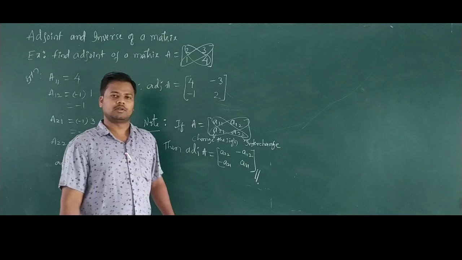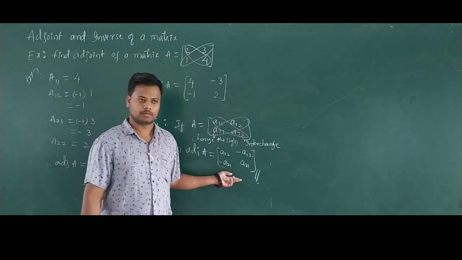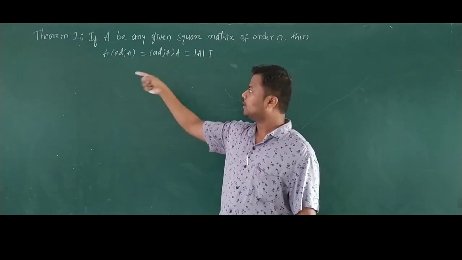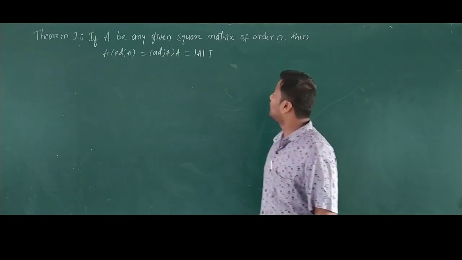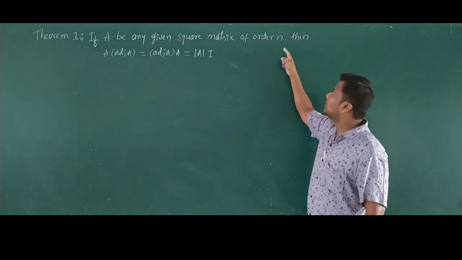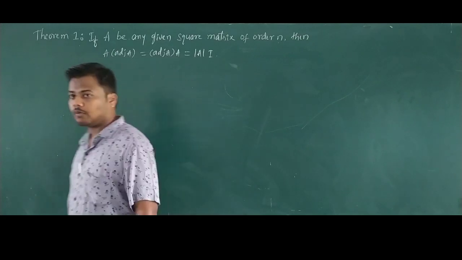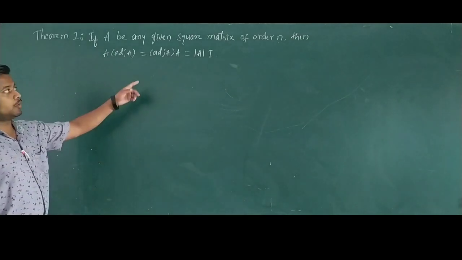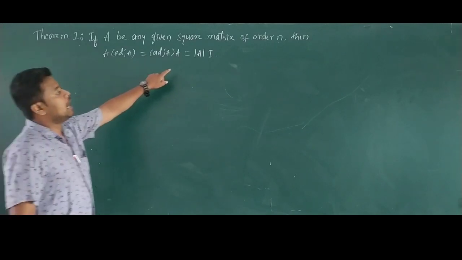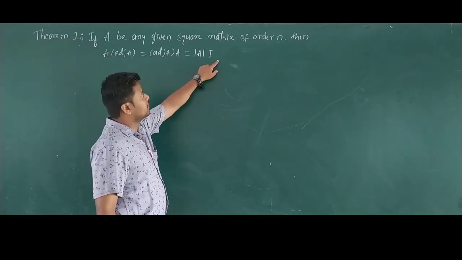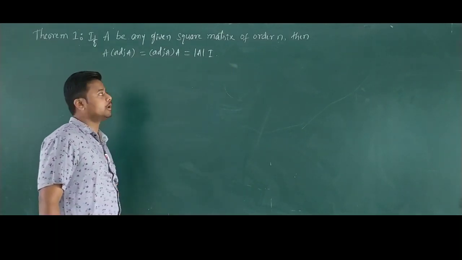This is your adjoint of A of order 2. Next, theorem 1. If A is any given square matrix of order n, then A into adjoint of A equals adjoint of A into A equals the determinant of A into I, where I is the identity matrix of order n.